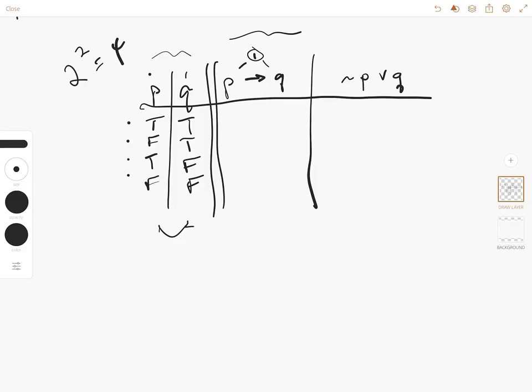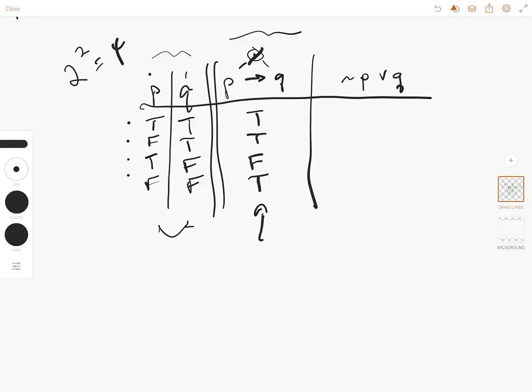For the first row, when P is true and Q is true, P implies Q is true. For the second row, when P is false and Q is true, P implies Q is true. For the third row, this one is different. When P is true and Q is false, P implies Q is false. And for the fourth row, when P is false and Q is false, P implies Q is true. That takes care of that level 1 operator. And so these are the values of this expression for all the possible permutations of inputs. In other words, all the values that P and Q could take together.